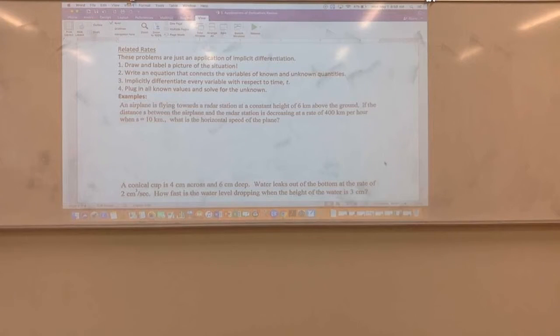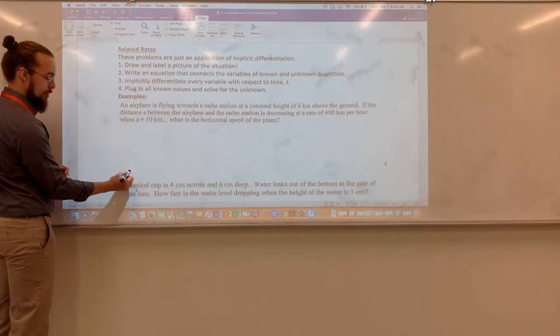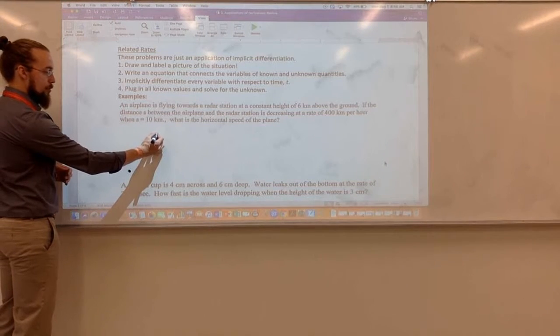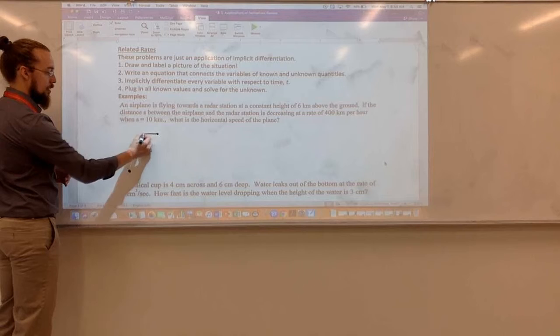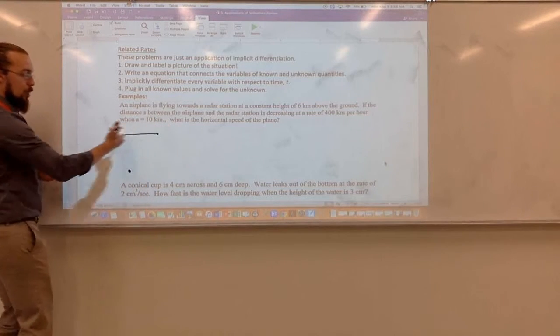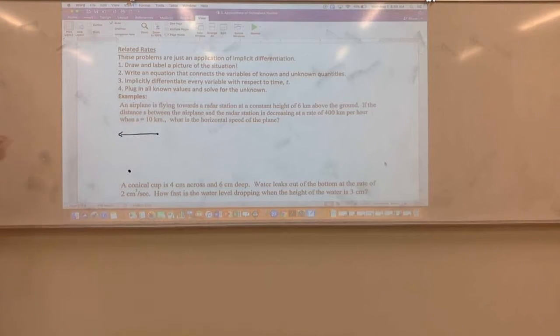The distance between the airplane and the radar station is decreasing at a rate of 400 kilometers per hour when that distance is 10 kilometers. What's the horizontal speed of the plane? So we've got some radar station here. Here's my plane flying this direction, flying towards the radar station.